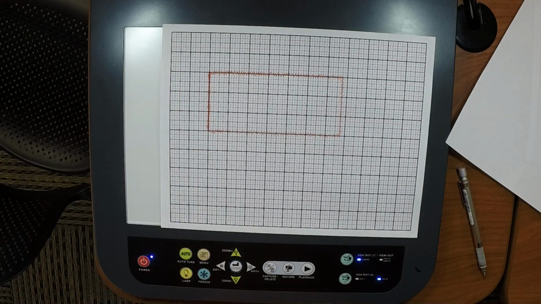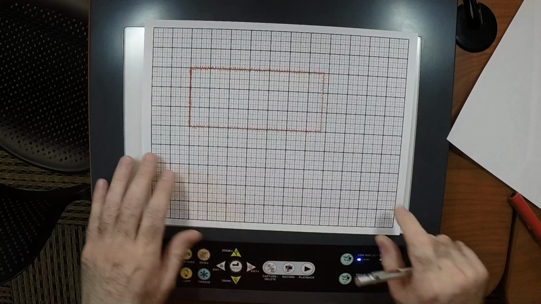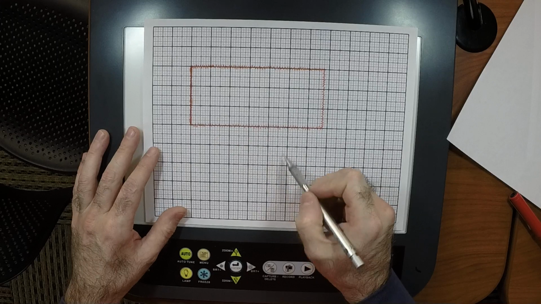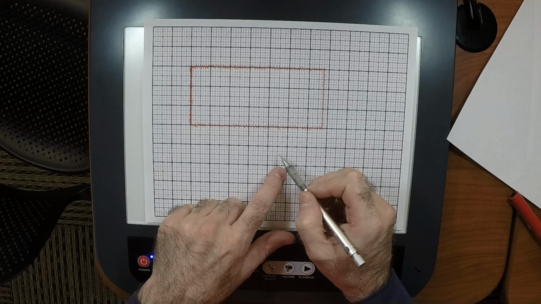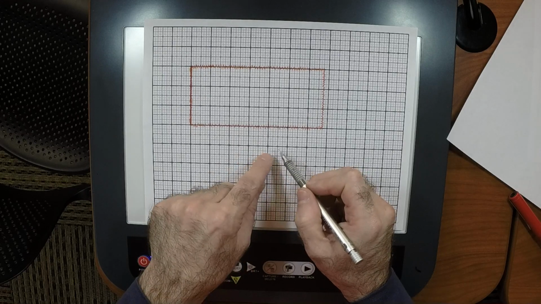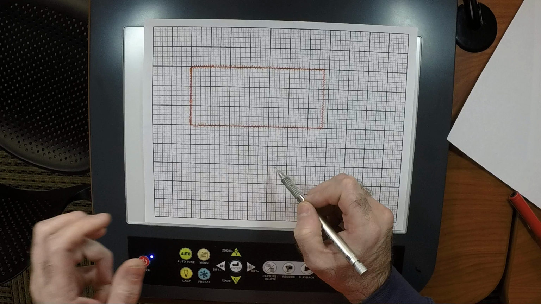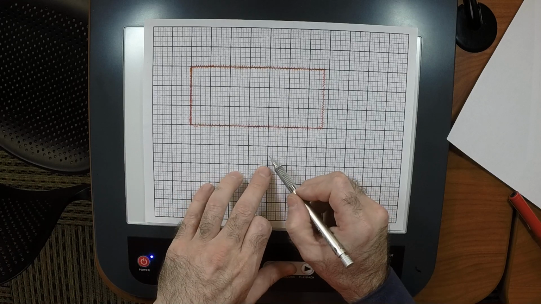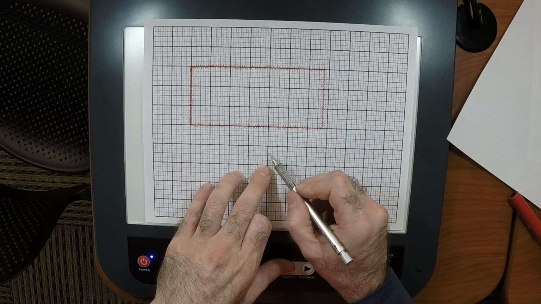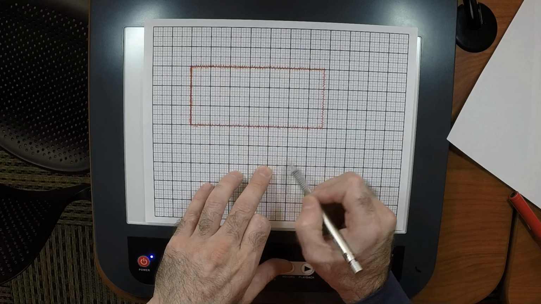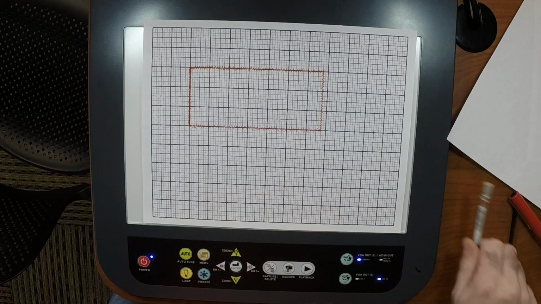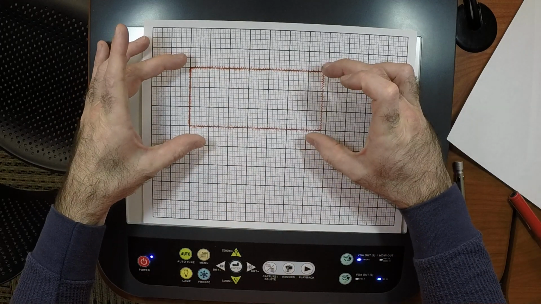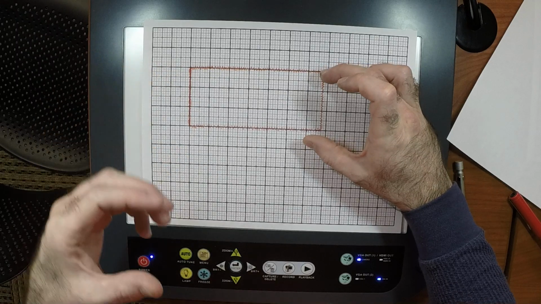Okay. So here's the idea. Notice that, like I said, this is binary graph paper, because you can repeatedly subdivide them into two. Notice that the way it works is that these squares in turn consist of smaller squares, which in turn consist of smaller squares. Now, this rectangle, is it a square? No, it's not a square.